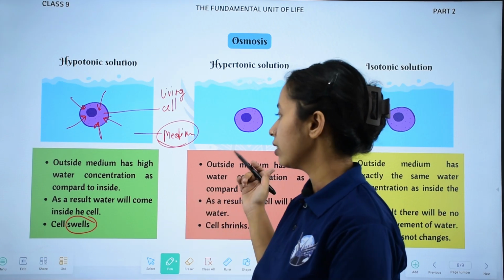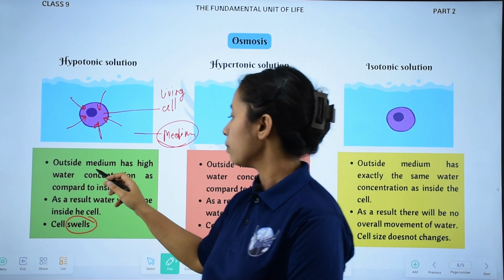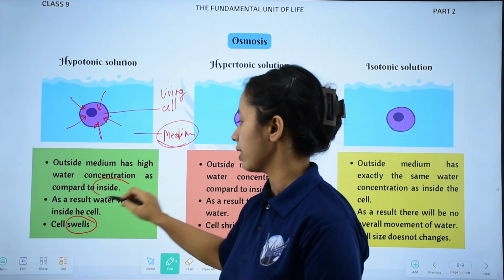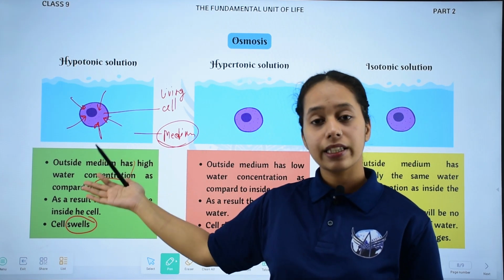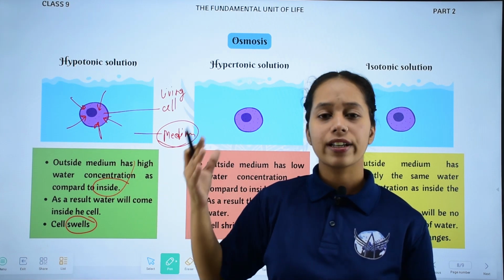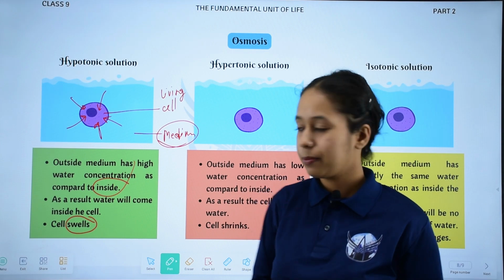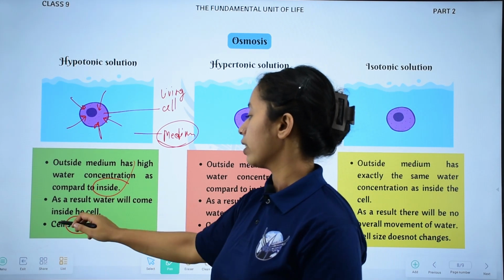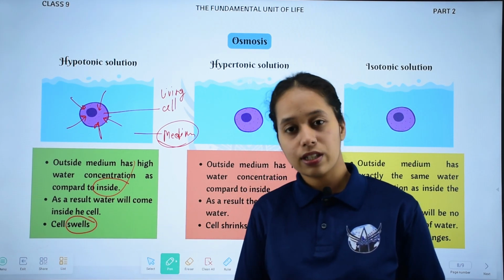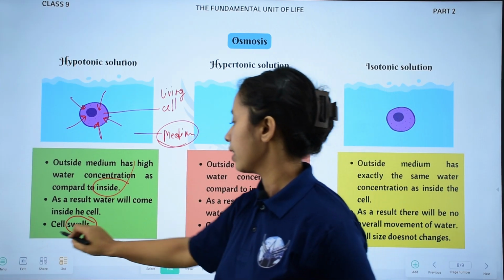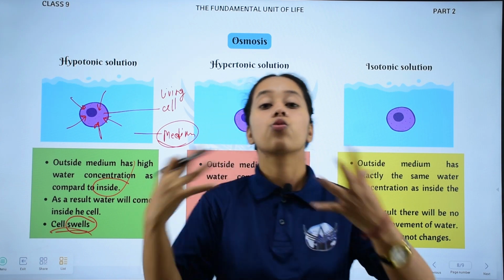Okay. Now let us look here. Outside medium has a high water concentration as compared to inside. We have already discussed this. The medium has a higher water concentration, or we can say that it is very dilute as compared to the inside part of the cell. As a result, water will come inside the cell. As a result, osmosis will take place and water will come from outside to inside the cell, and the cell will swell. The cell will swell up.